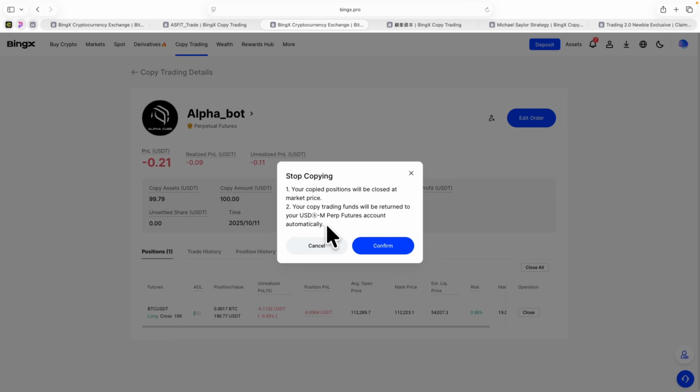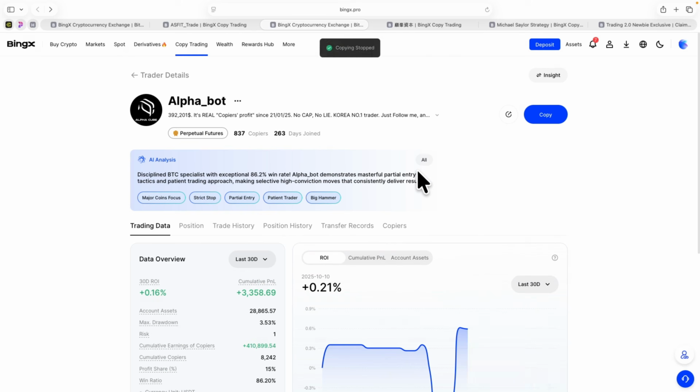So you can see right there, they will refund your money back to your futures wallet automatically. They are not taking your money away from you. I hope you understand. So once you've seen that, you just come here and click on confirm. And just like that, you have stopped copying the trader. So if you have made some profit, you take your profit. If you have made a loss, you also take the loss right there. So that's the simple way to copy a trader.